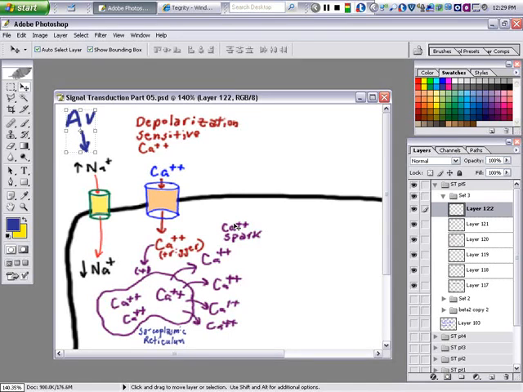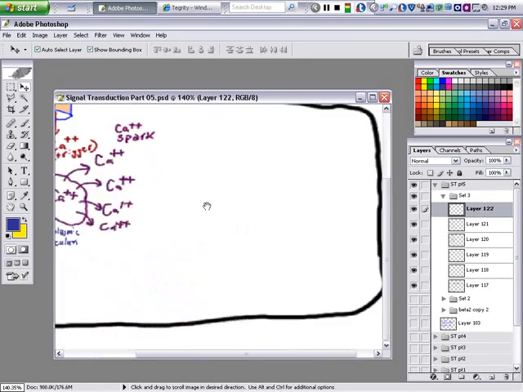And now we're going to find out today, how does this calcium lead to greater contractility? Or how does this calcium, not greater contractility, excuse me, how does this calcium lead to contraction of the heart cell? Does everybody see where we're going? Excellent. Very good.